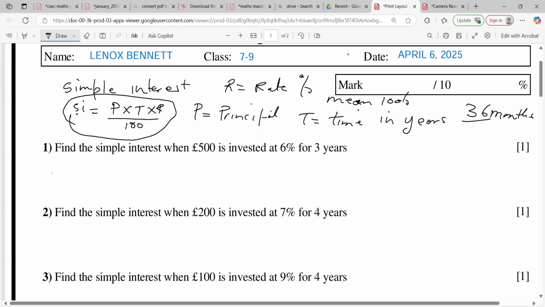All right. So it says find the simple interest on £500 invested at 6% for 3 years. The first thing you do, you check if the time is in years. It is. So we can say this is the time, this is our R, and this is our principal. All we have to do is put it in the formula, right? So this is your simple interest. We know that the principal, let me write it again. I try to reinforce it, right?